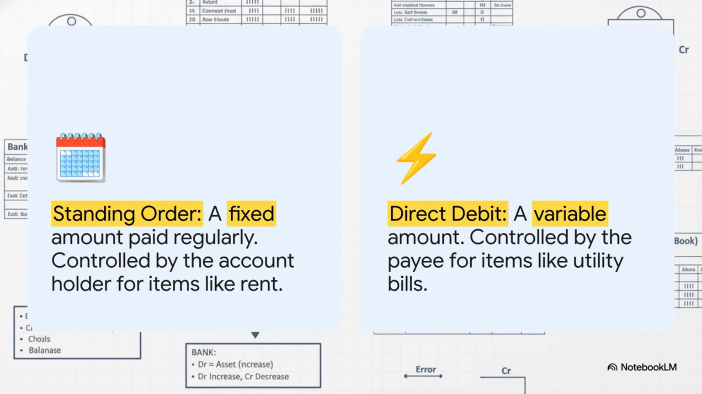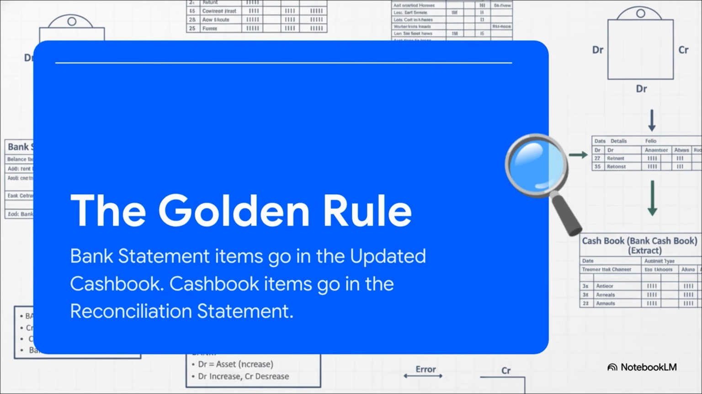You'll see standing orders and direct debits all the time on bank statements, and it's good to know the difference. A standing order is when you tell your bank to pay a fixed amount of money on a regular schedule. Think of it for something like rent. You're in control. A direct debit is different. That's when you give a company permission to take money from your account, and the amount can be variable. This is common for things like your electricity or phone bill, where the company you're paying is the one that initiates the payment.